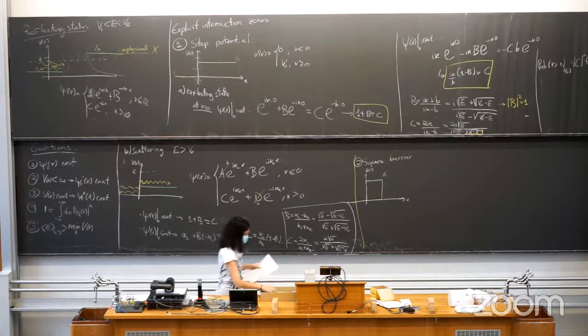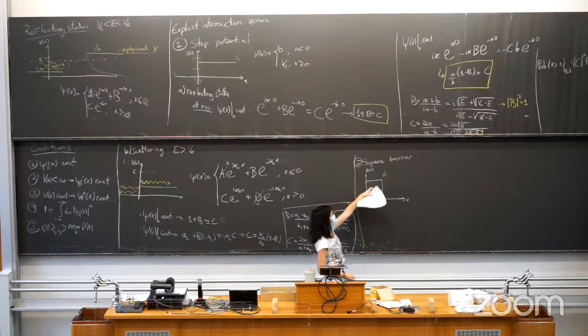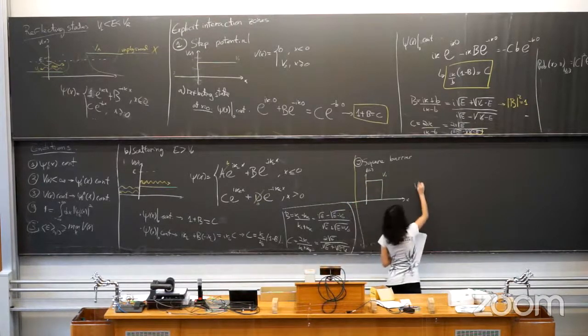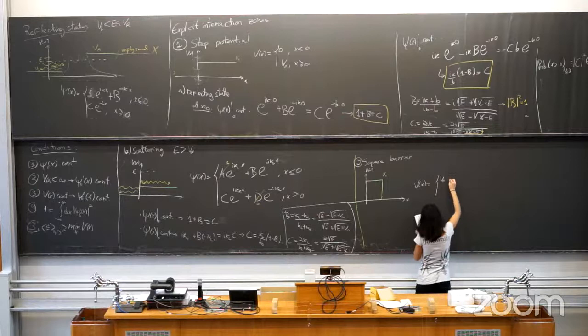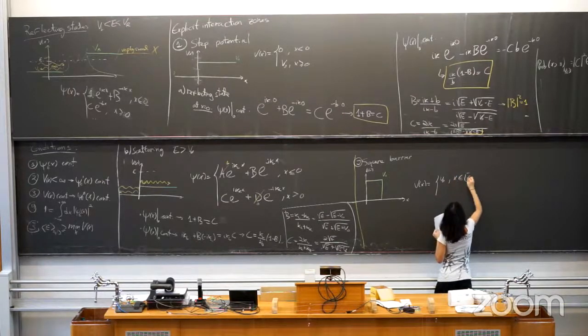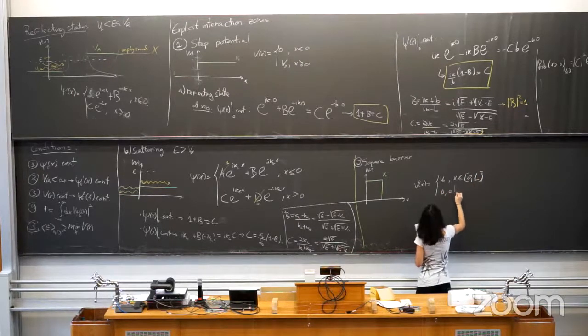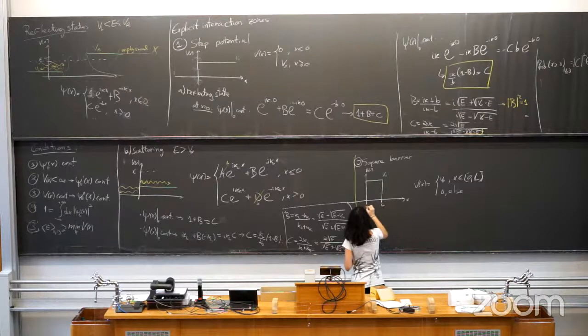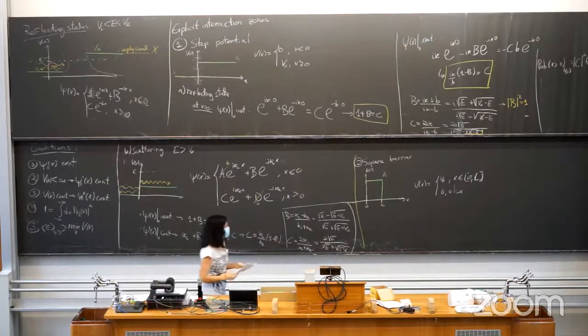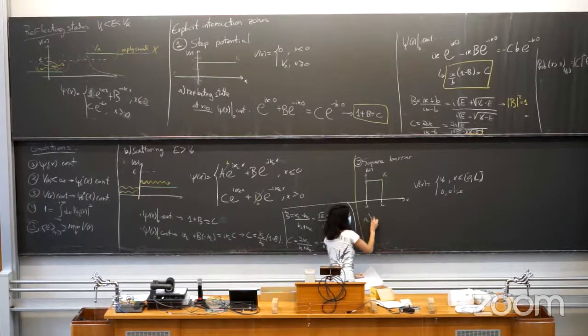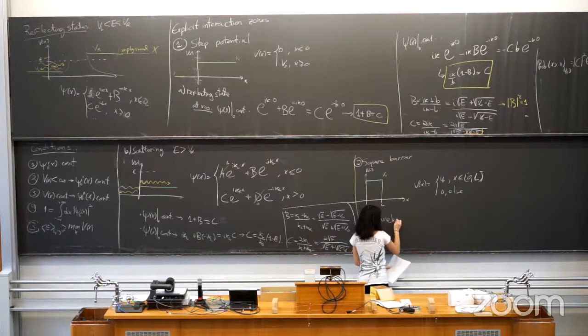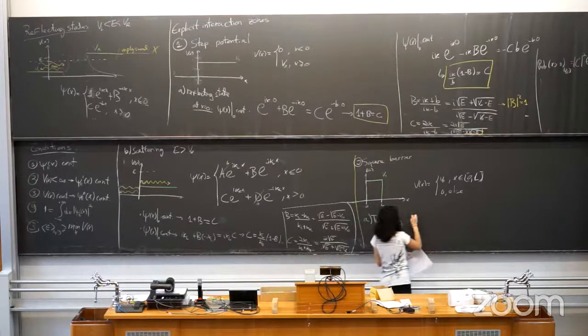And now, once again, we have two options. Either the energy is higher than this V0 or it's lower. V of x, zero, and this is L. In both cases, we see surprising things. The first one is tunneling. This is the famous quantum tunneling. This is when E is smaller than V0.